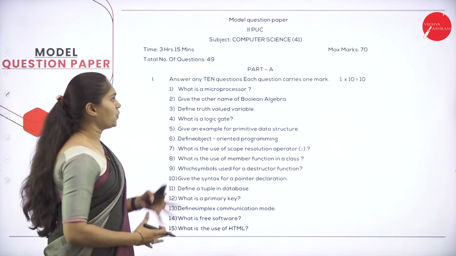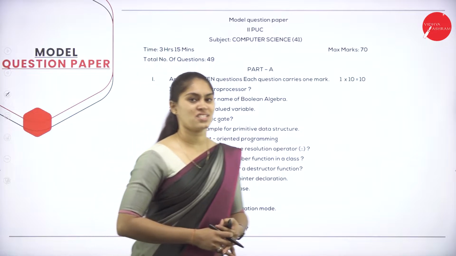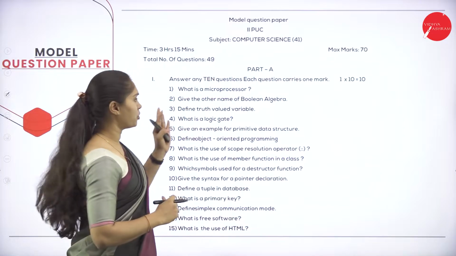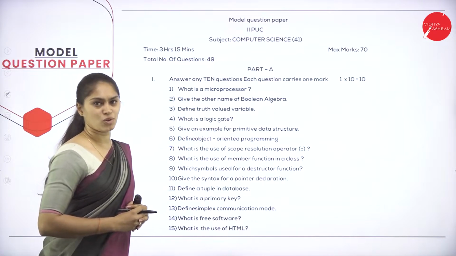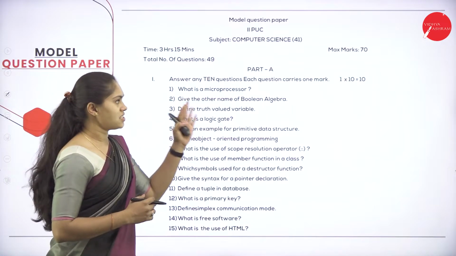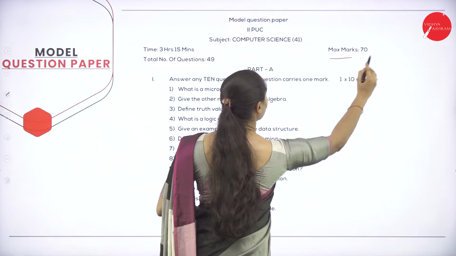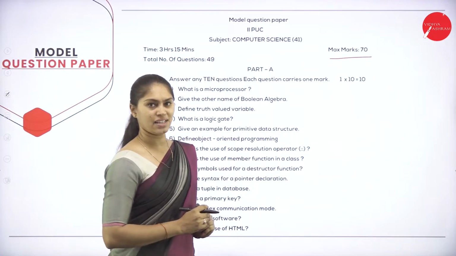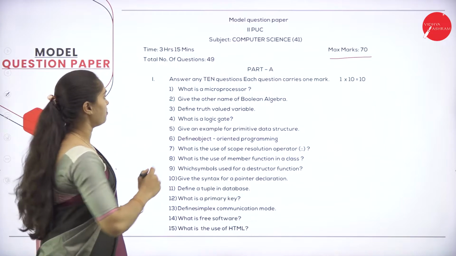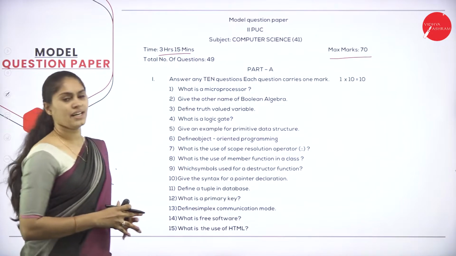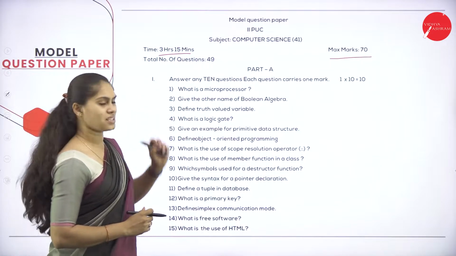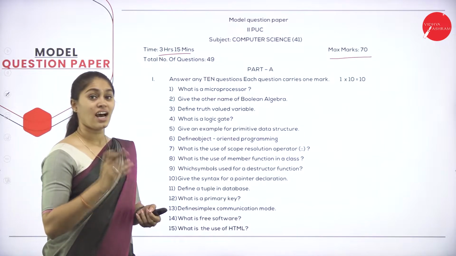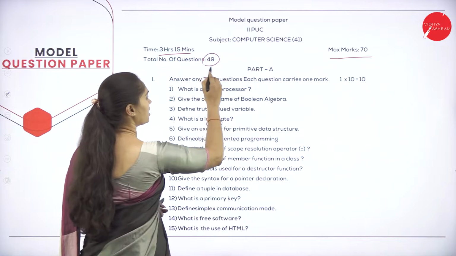Here you can see the model question paper which is released by the Karnataka Pre-University Educational Board, that is the Karnataka PU board. As we all know, this has been set for 70 marks. From this theory part you are going to get 70 marks, and this question paper has been set for 3 hours 15 minutes, and the number of questions will be 49.